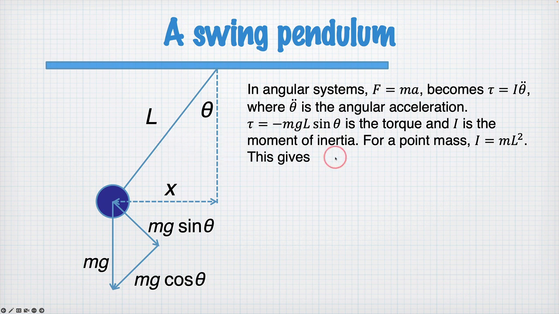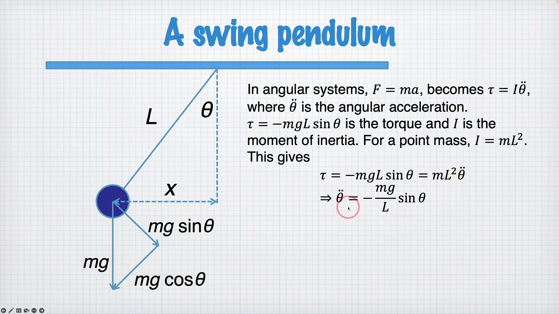The negative sign here comes because the direction of this force is in the opposite direction to the angle theta. The moment of inertia is given by mL squared, assuming this is a point mass on the end of our string. And so this gives us an equation that torque is equal to negative mgL sine theta, and that is equal to mL squared theta double dot, giving us this equation of motion here. Now this is not a linear differential equation. There is no analytic solution to this. The problem is the sine theta.